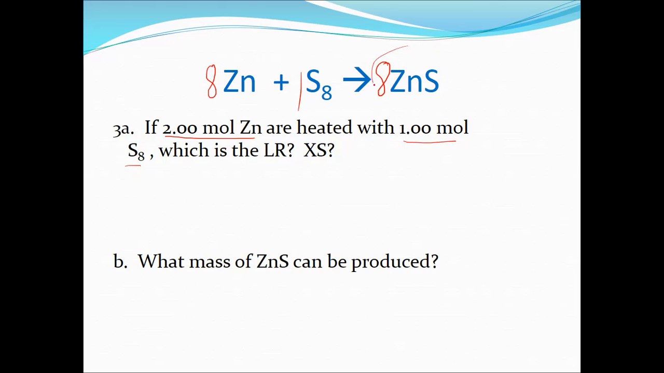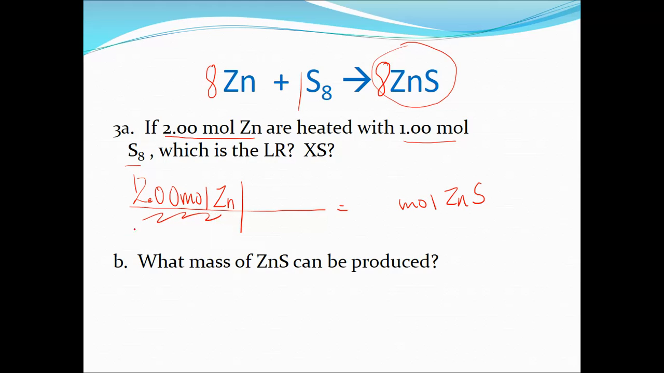So we're going to convert to moles of the first product. Well, this only has one product, so we're going to go to moles of ZnS. Start with your givens. 2.00 moles of zinc, and we're going to moles of ZnS. And we're going to start with 1.00 moles of S8, and we're going to convert that to moles of ZnS. All right, let's get our units to cancel. Moles of zinc needs to cancel, so we're going to put moles of zinc on bottom. We're trying to convert that to moles of ZnS, so that goes on top.